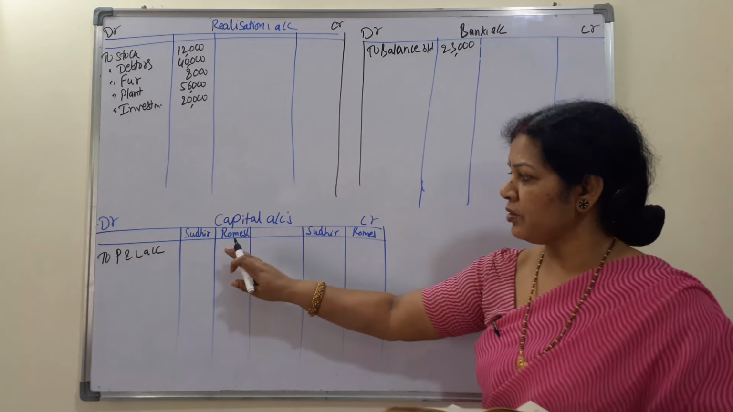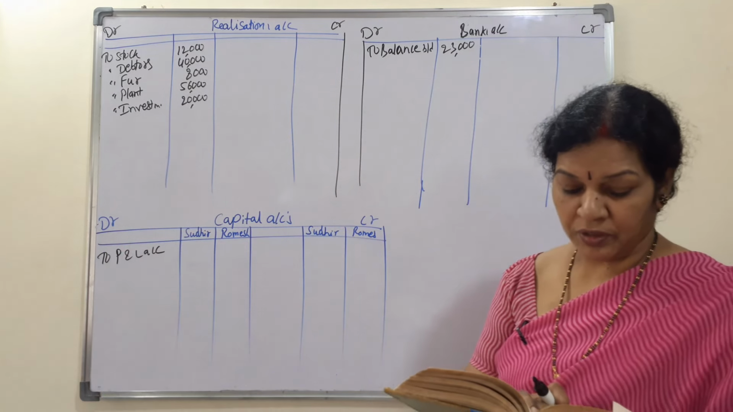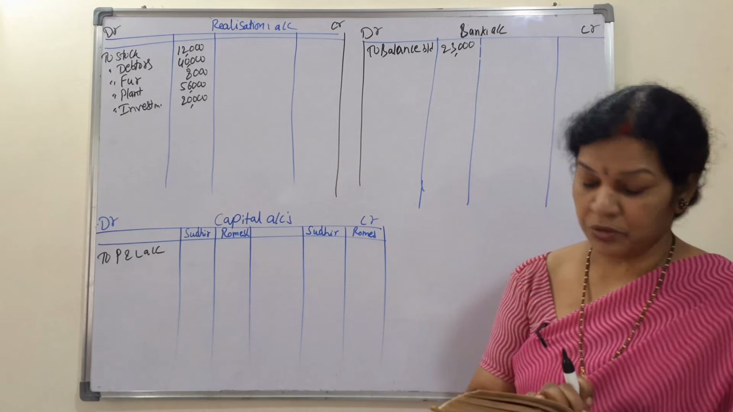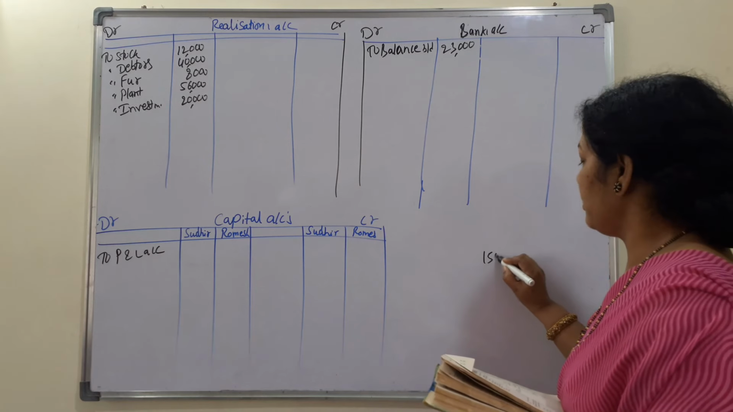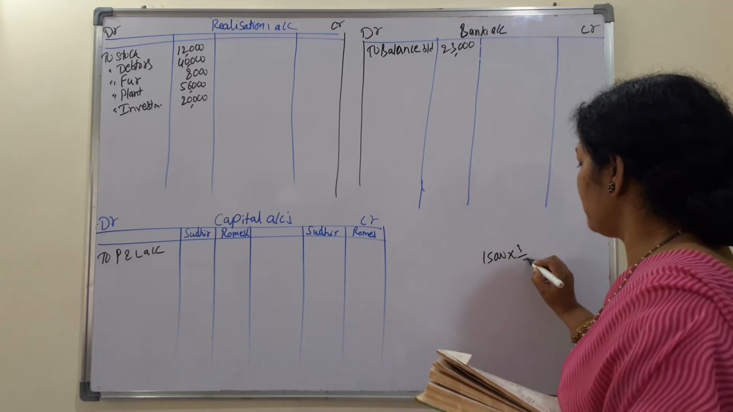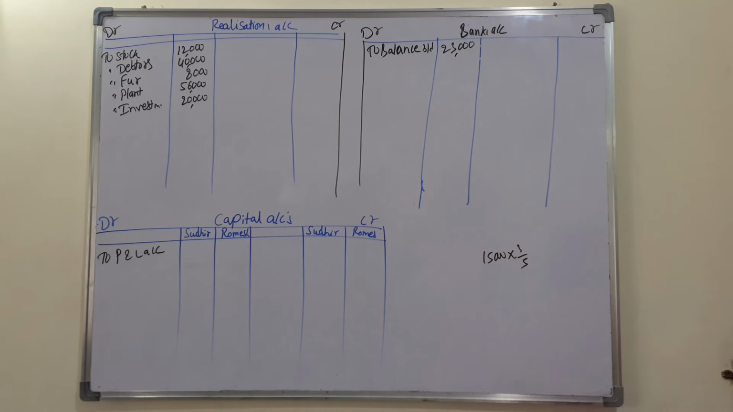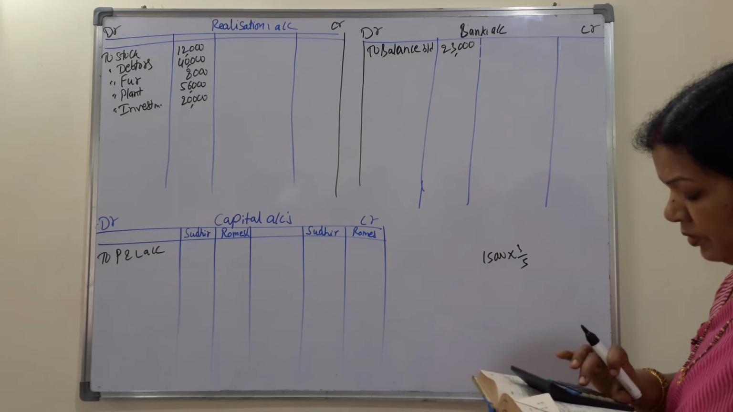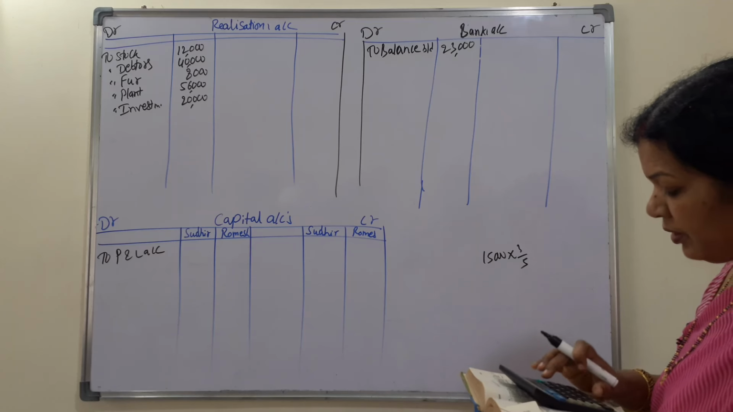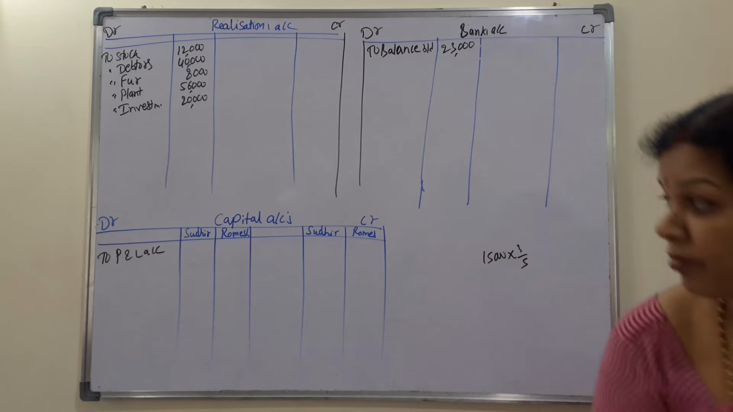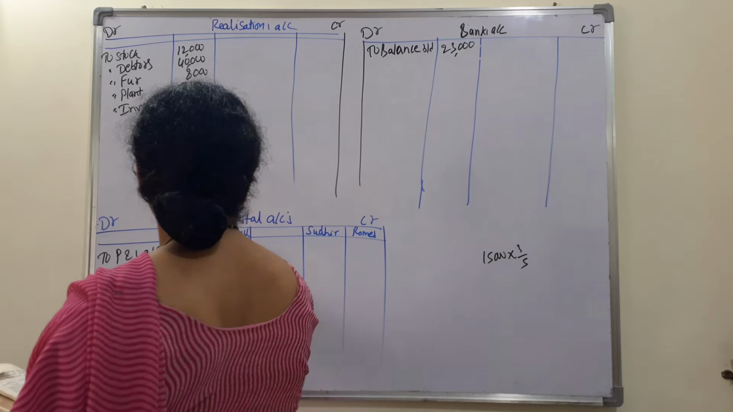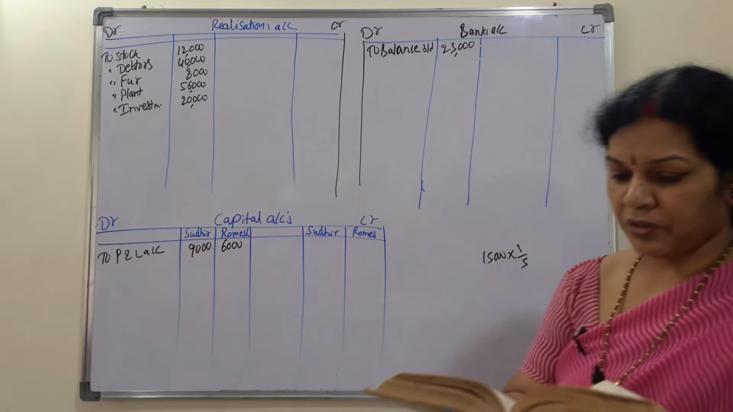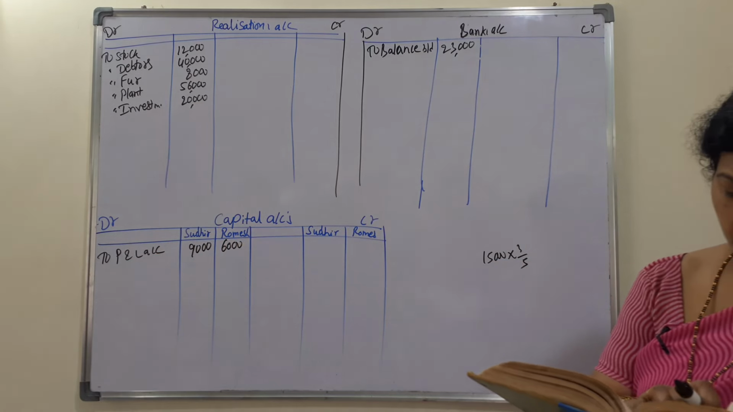Already opened Sudhir and Romesh capital accounts. Profit and loss account 15,000. 15,000 in the ratio, at the end of the problem it is given, 3:2 ratio. 15,000 into 3 divided by 5, 9,000. 9,000 means the rest for Romesh is 6,000. Profit and loss account 6,000. Then after that, so this is over.